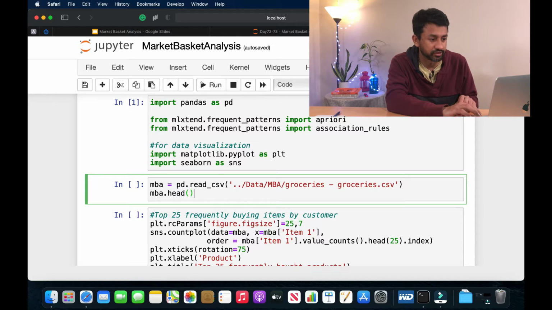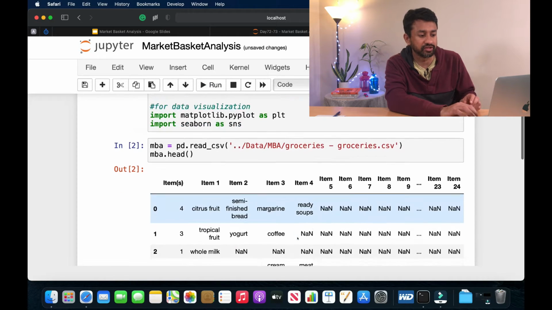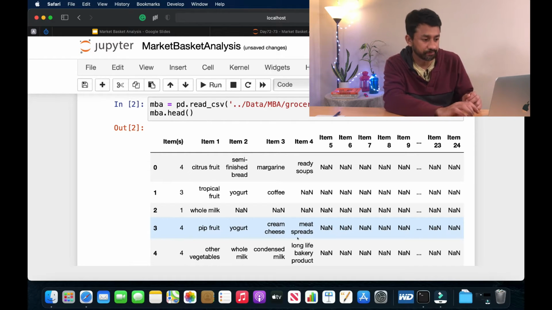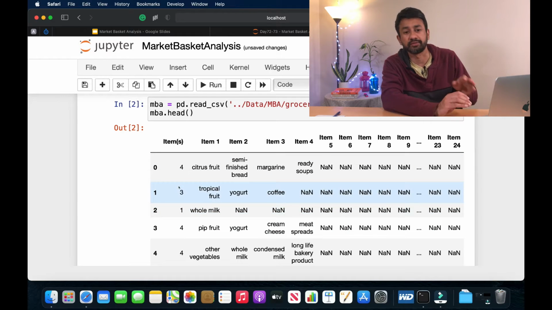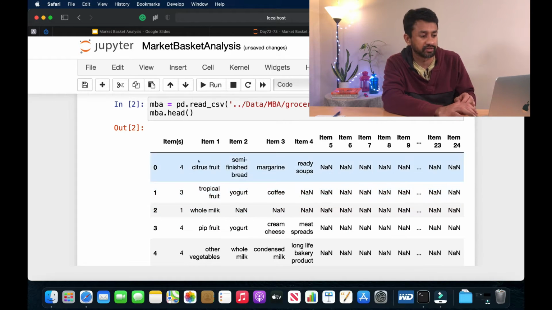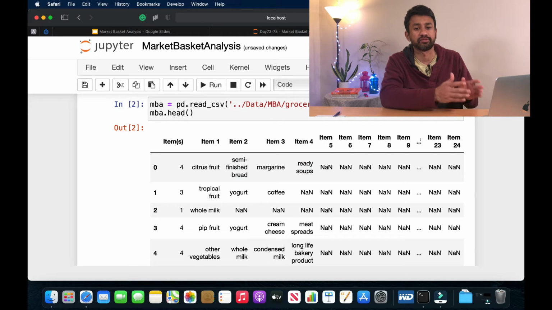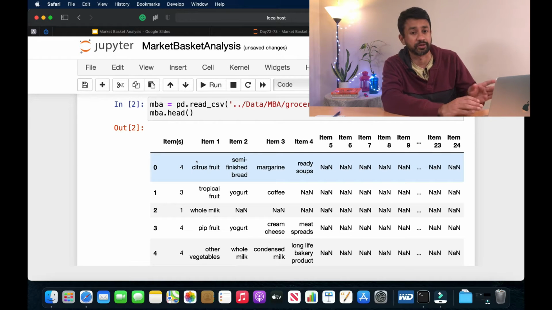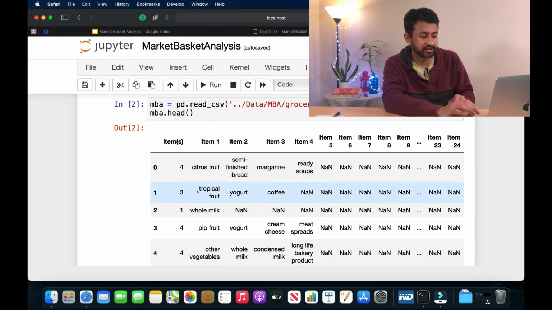So now let me execute this and then show you the actual data set. So this is how the data set looks. It has various transactional data and the items that are bought in each of those transactions. The first column captures the number of items that are present in that particular transaction, and the subsequent columns capture the items that are bought. So here it says there are four items as part of this particular transaction, and these are the four items in the subsequent columns. And this is the transactional data that we will be using for implementing the market-based analysis.